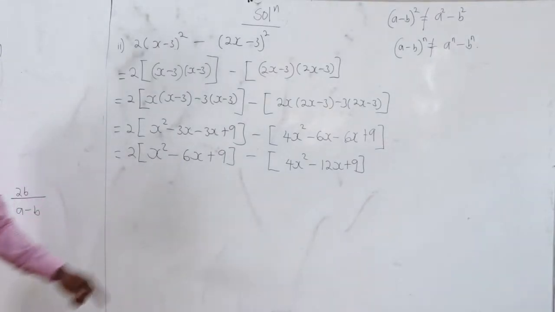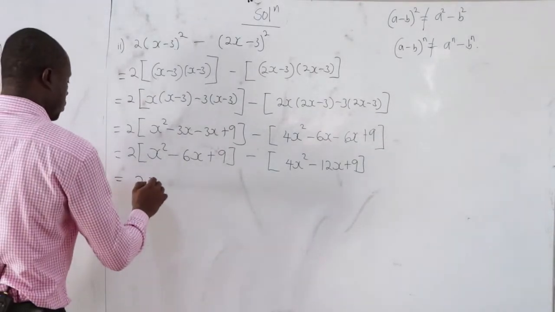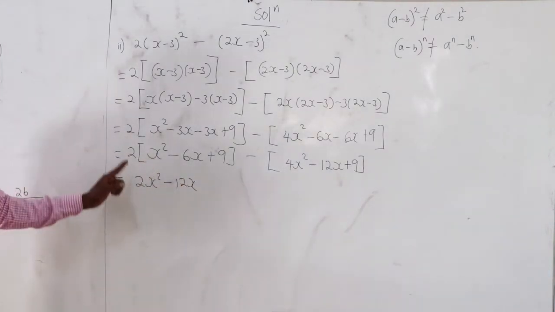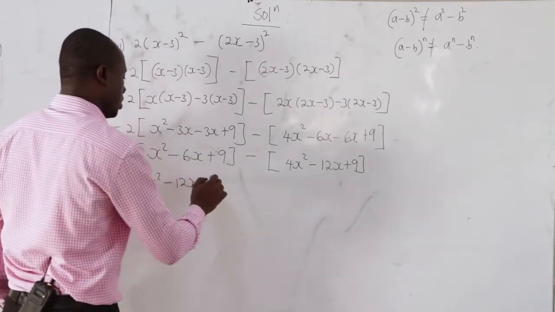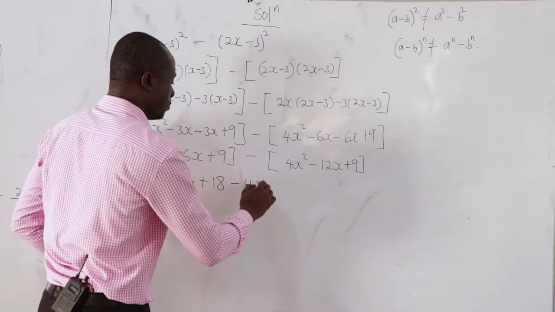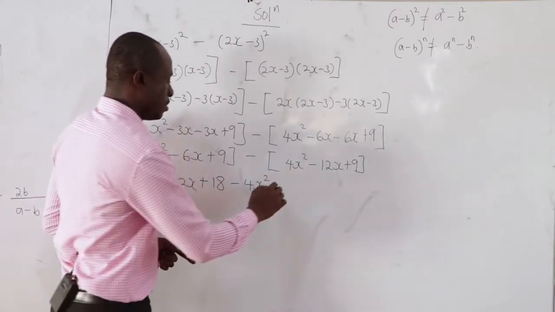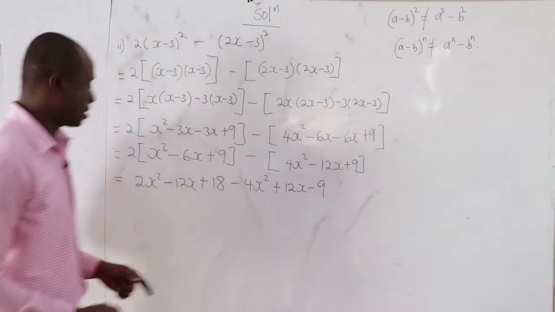Now let's expand using the distributive property. So you have 2x squared minus 12x. 2 times x, 2x squared, 2 times 6, we have negative 12, and then that will be 18. Minus, this time this we have minus 4x squared, negative times negative, that's positive. So plus 12x minus 9.